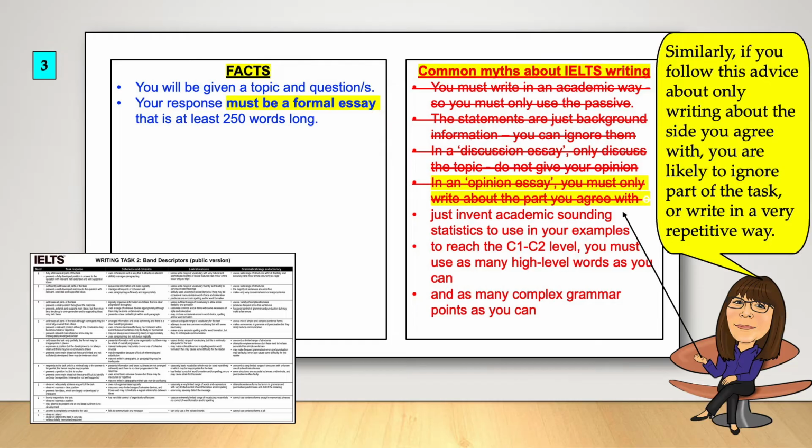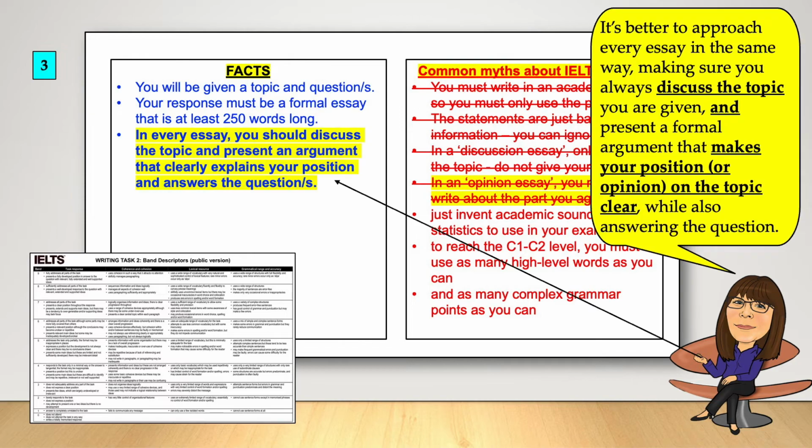Similarly, if you follow this advice about only writing about the side you agree with, you're likely to ignore part of the task or write in a very repetitive way. It's better to approach every essay in the same way, making sure you always discuss the topic you're given and present a formal argument that makes your position or opinion on the topic clear, while also answering the question.